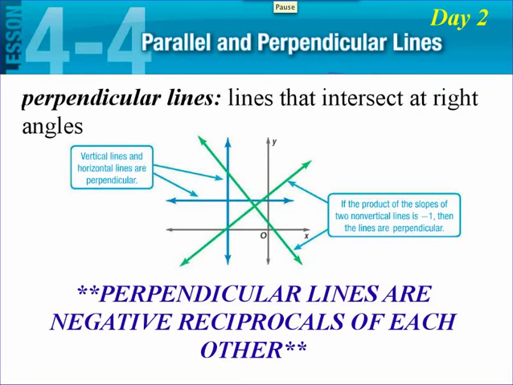Today we're going to continue with our study of parallel and perpendicular lines. Just to review, parallel lines, what can you tell me about their slopes? They are the same. And perpendicular lines, if you remember, we ended with this slide yesterday. Perpendicular lines are lines that intersect at right angles. Consequently, their slopes are negative reciprocals of each other.